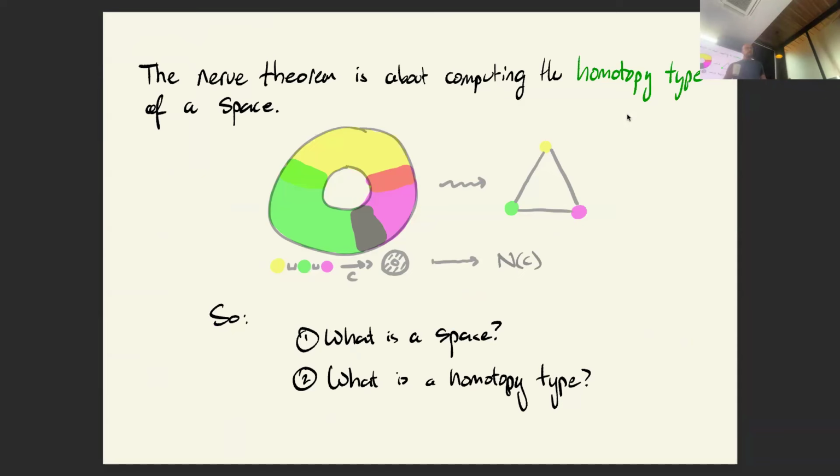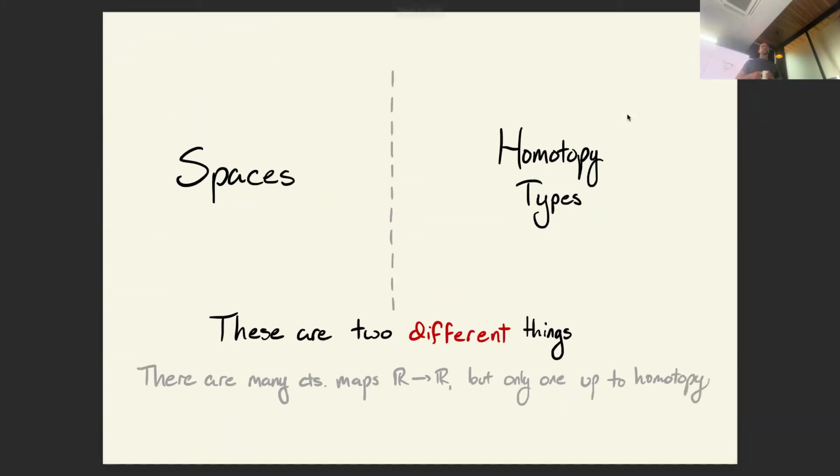So the nerve theorem is about computing the homotopy type of a space. Before we go into how we can prove the nerve theorem, and, as we'll see, generalize it, we have to ask ourselves: what's a space and what's a homotopy type? The first step to understanding this is that these are not the same thing. A space is not the same thing as a homotopy type, and a homotopy type is not the same thing as a space, despite the fact that algebraic topologists often conflate the two. But it's very important for us to separate these.